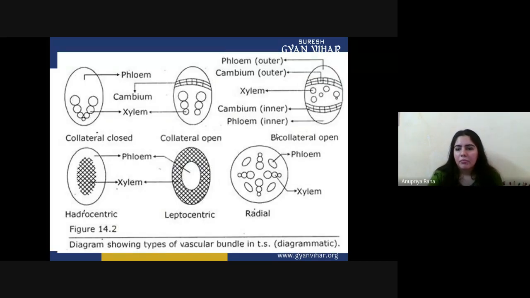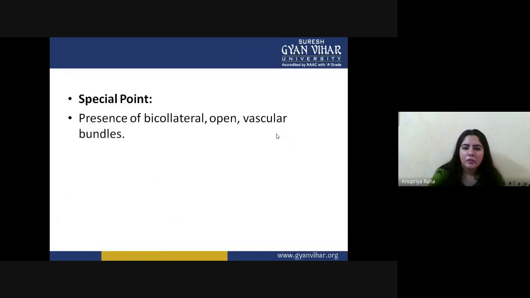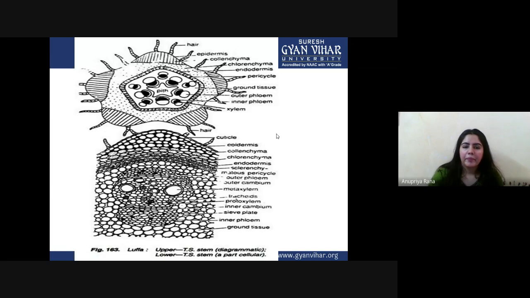These are all the types of vascular bundle we already discussed. A very special point of the dicot stem is the presence of a bicollateral open vascular bundle. This is not a feature that is commonly present in every kind of stem, root, or leaf. The presence of bicollateral open vascular bundles is a special point of the dicot stem.